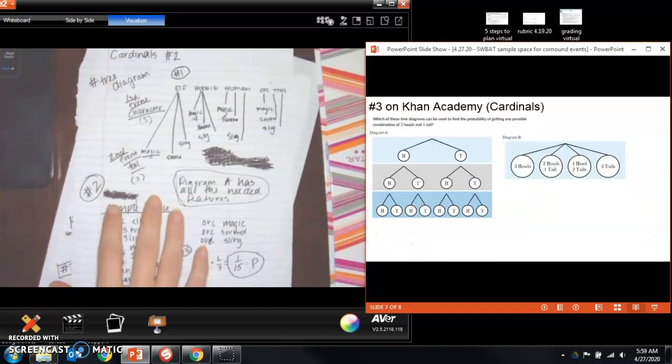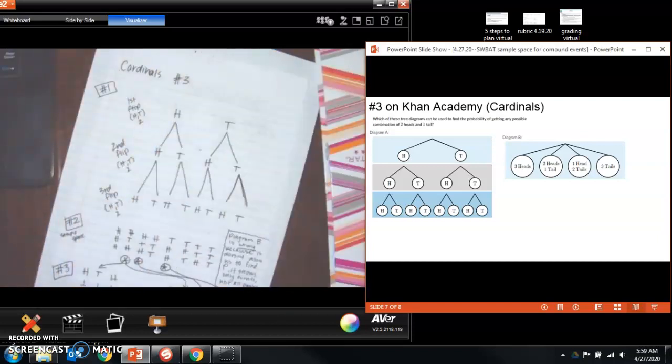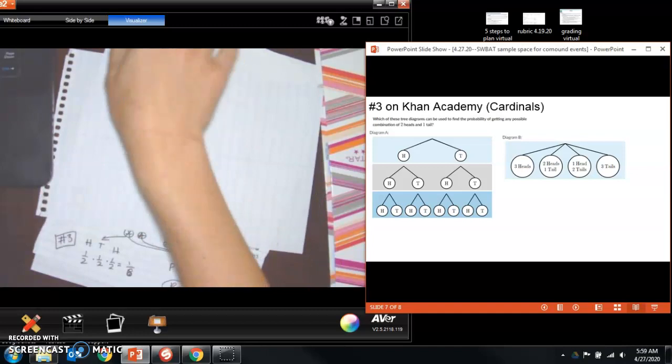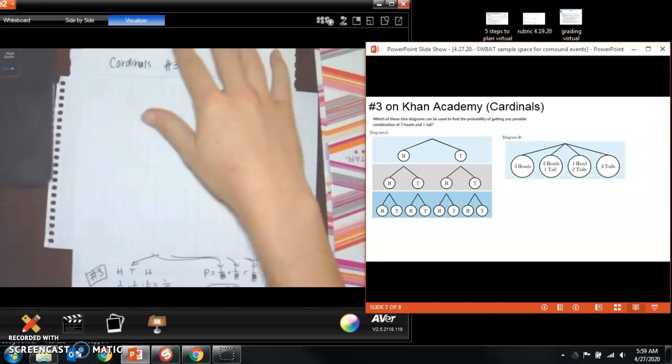Moving on to problem number 3 on Khan Academy for the Cardinals. Everybody else, please make sure that you have these strategies written down somewhere. Everybody needs to make sure they have these strategies written down somewhere.